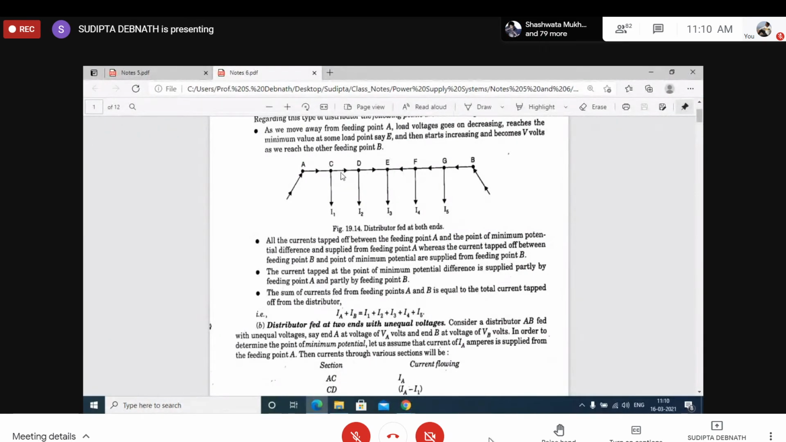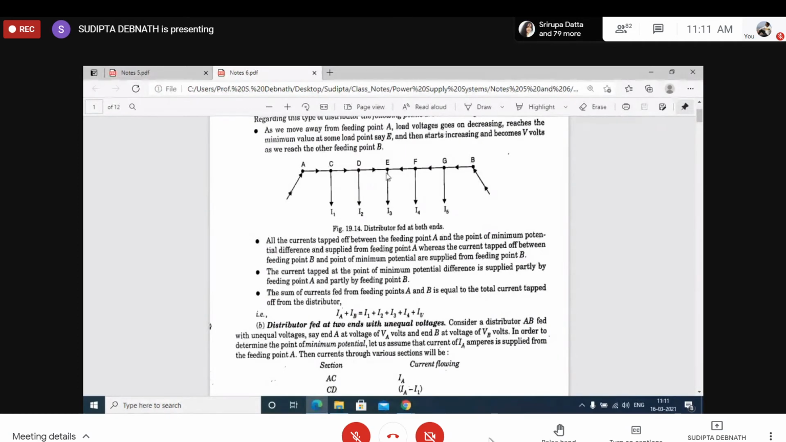No other point is like this. See, this current I1 is supplied by this one, but the remaining current is flowing here. But here this is not the case. Here the current is supplied by this one and this one. No part of the current from this section is going to the other section. This idea you will have to implement later on, so get it cleared now.